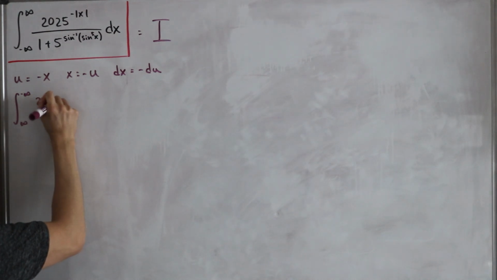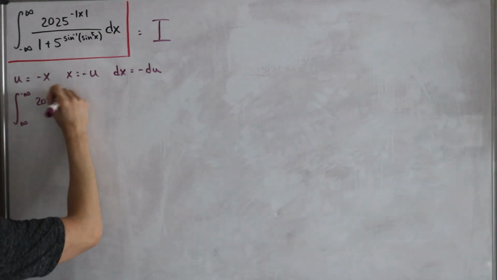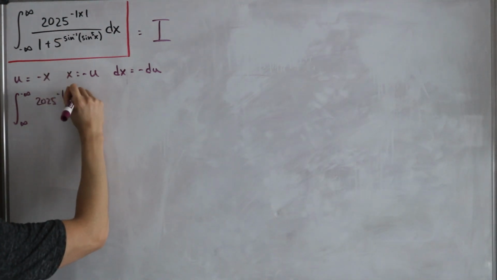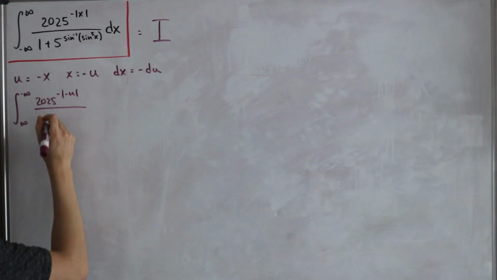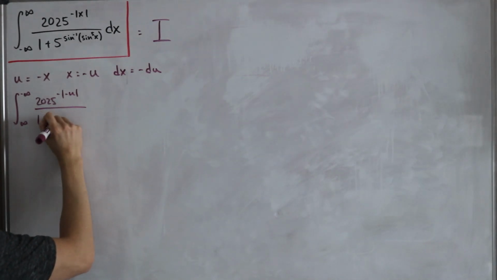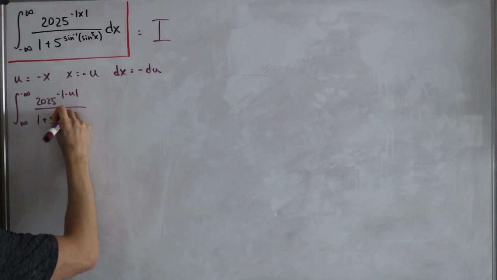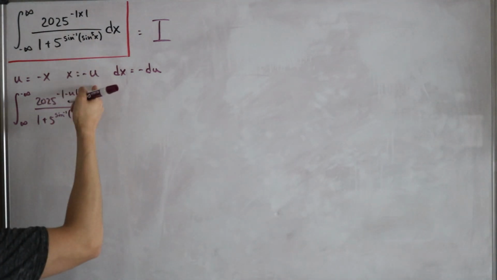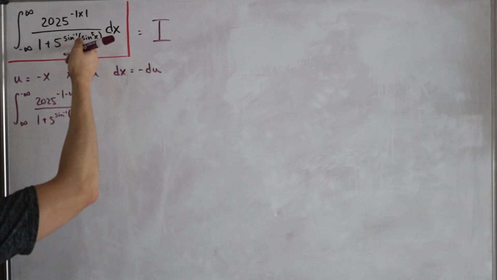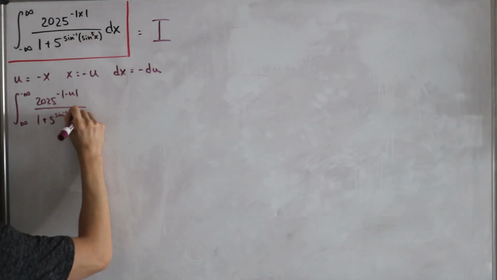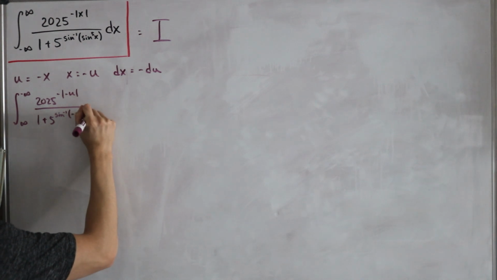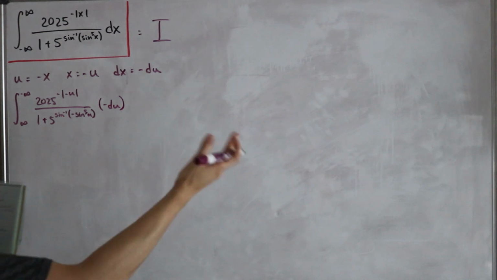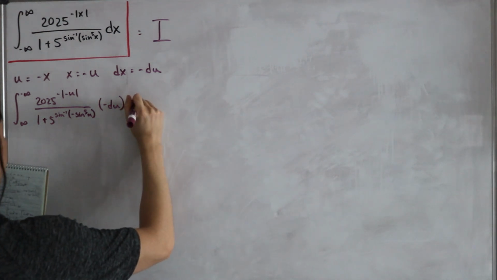We have 2025 to the power negative, and then inside the absolute value, that's just going to be the absolute value of negative u, all this being divided by 1 plus 5 to the power inverse sine. Inside our function we have x is negative u, and because it's an odd function, I can move that negative outside, so I have a negative sine to the fifth of u, and then finish it off with replacing dx with the negative du.